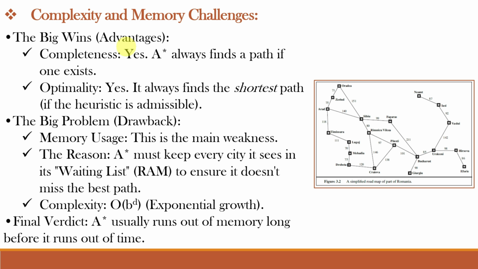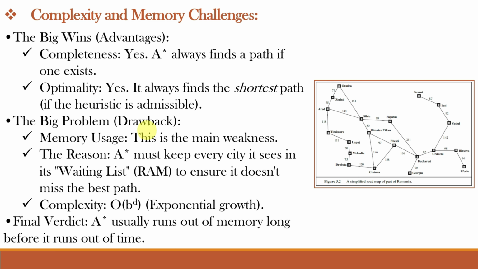Okay, let us see the advantages and drawbacks of A star search. The advantages are: first, A star is complete and optimal. In simple terms, it never gives up and it never settles for the second best. If there is a way to get to Bucharest, A star will always find the absolute cheapest way to do it. It is the gold standard for accuracy.